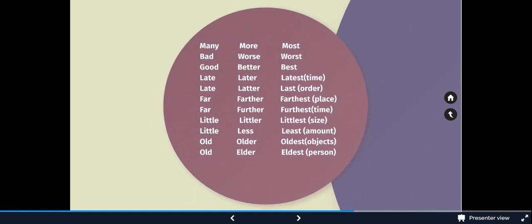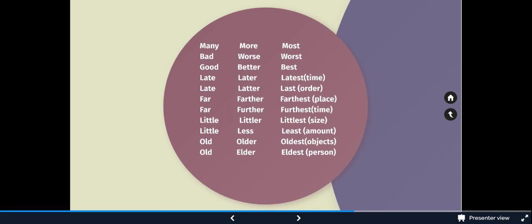Here are a few examples. The common examples can be tall, taller, tallest, short, shorter, shortest, long, longer, longest. Long is the positive degree, longer is the comparative degree, and longest is the superlative degree. Let us look at words which are a little different from the commonly used ones. Many is positive degree, more is comparative, and most is superlative. Likewise, bad, worse, worst. Good, positive degree. Better, comparative degree. Best, superlative degree.